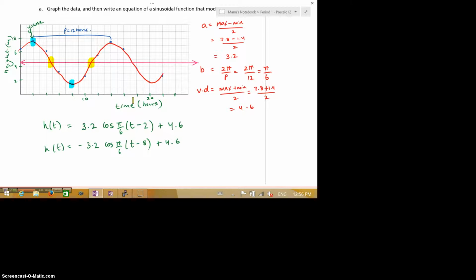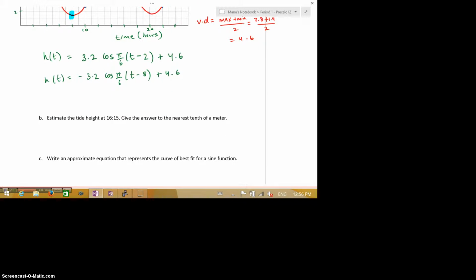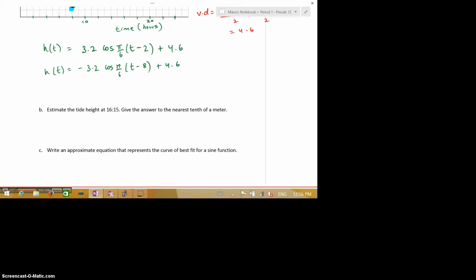Okay, all I need is one equation. Doesn't matter what kind I write. So I can use any one of these equations now to answer the next set of questions. So, next up, estimate the tide height at 1615. Give the answer to the nearest tenth of a meter.